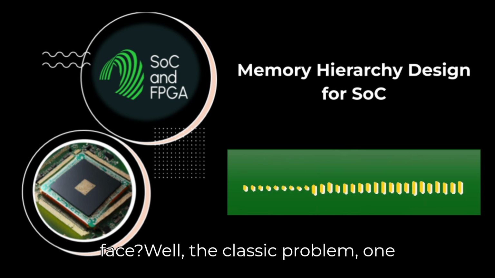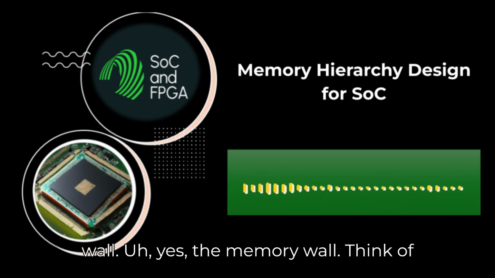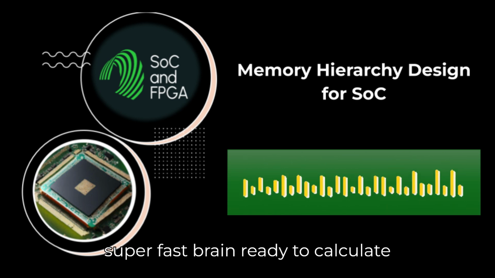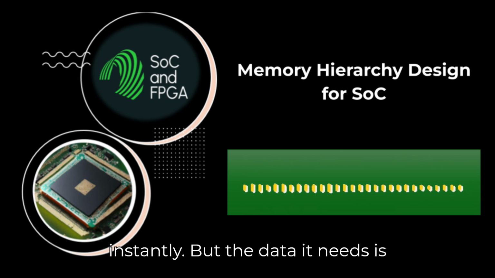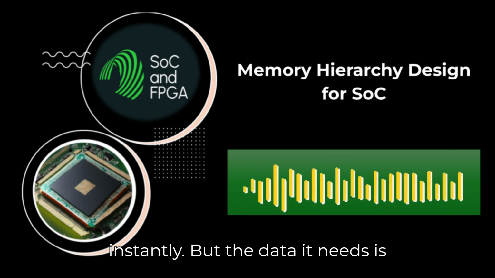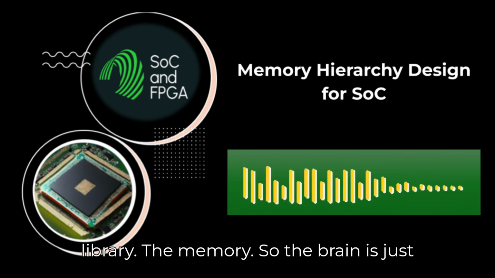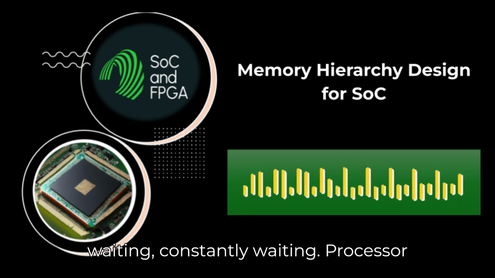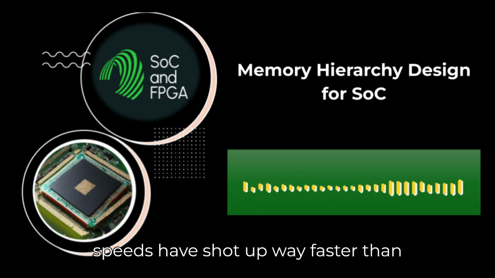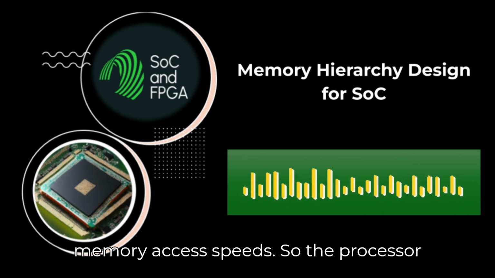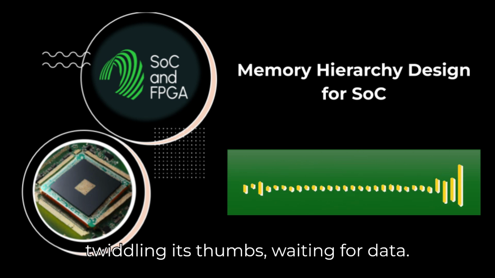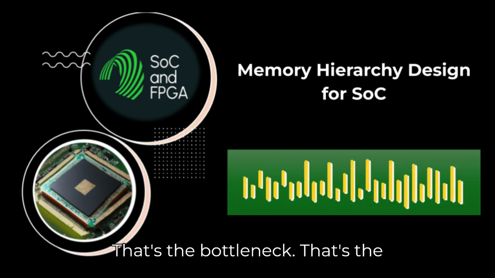Well, the classic problem, one that's been around a while, is the memory wall. Ah, yes, the memory wall. Think of it like this. Your processor is like a super fast brain ready to calculate instantly. But the data it needs is like a book in a huge, slightly slow library. The memory. So the brain is just waiting. Constantly waiting. Processor speeds have shot up way faster than memory access speeds. So the processor spends more and more time just idling, twiddling its thumbs, waiting for data. That's the bottleneck.